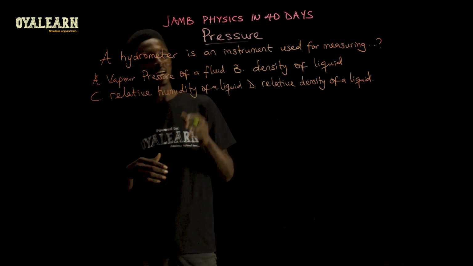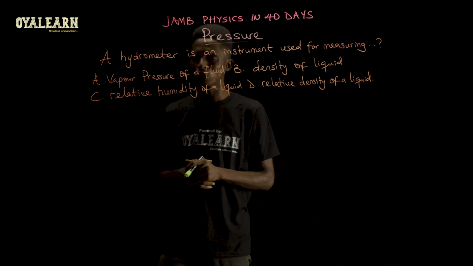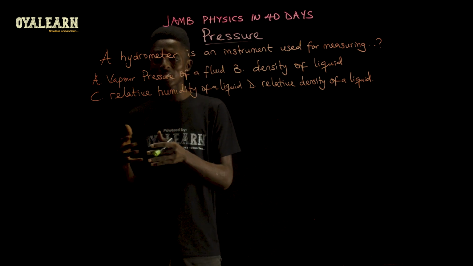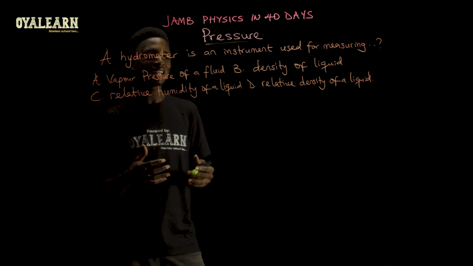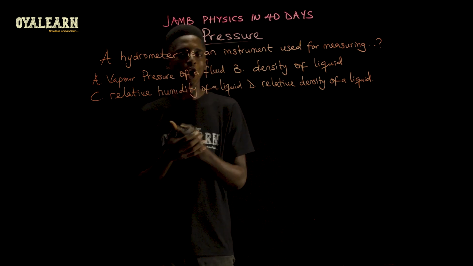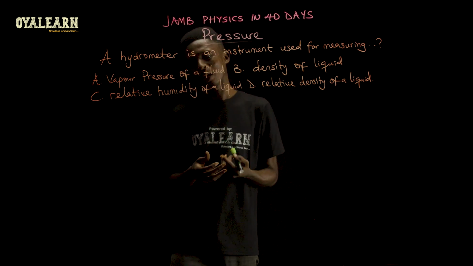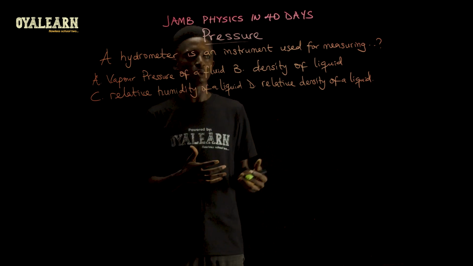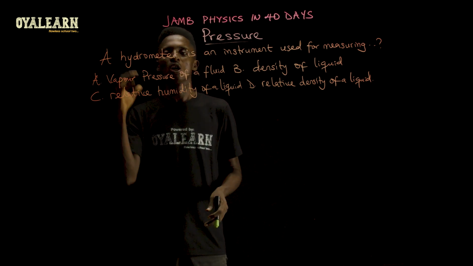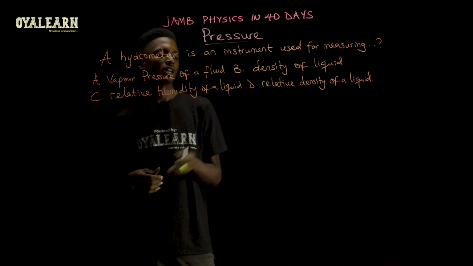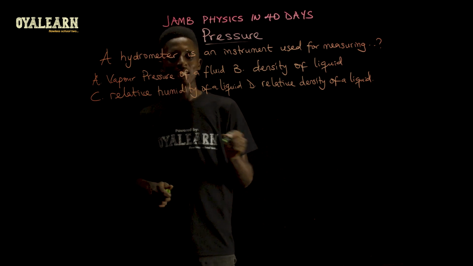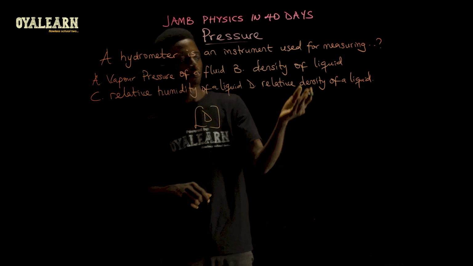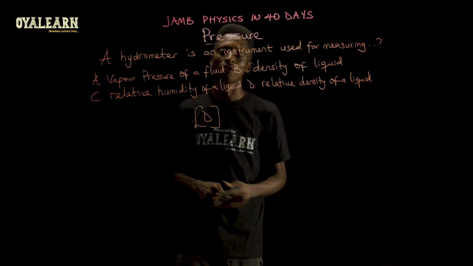A hydrometer is an instrument used for measuring. Now, take note of this. While you use the density bottle to measure the relative density of solid materials in the laboratory, if you're trying to find the relative density of a liquid, what you'll be using in that case would be a hydrometer. So the correct answer here is option D. That is, a hydrometer is used to measure relative density of a liquid.